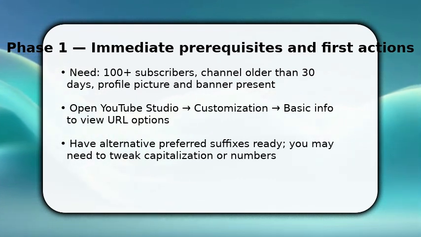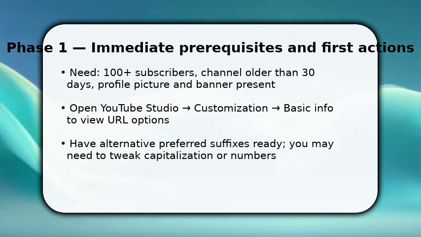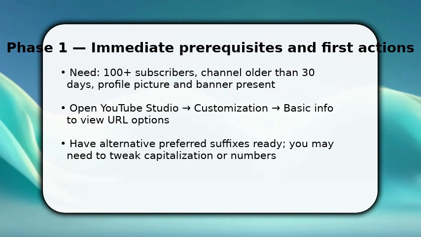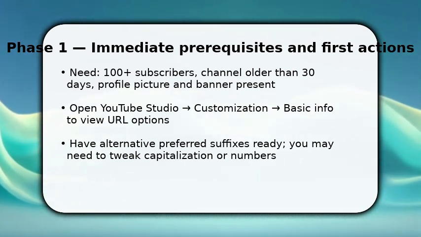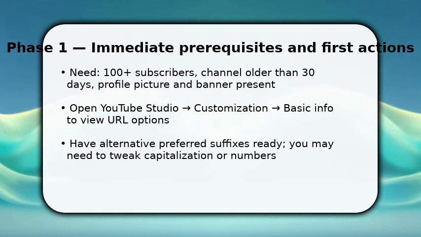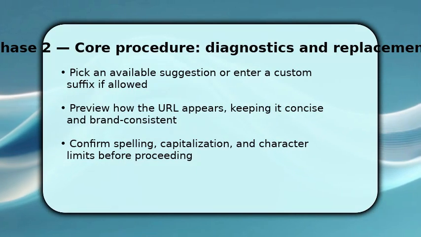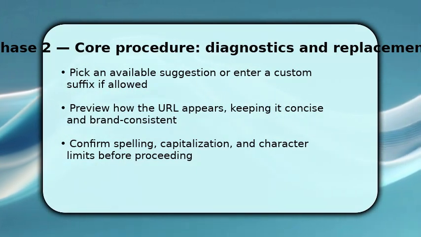Choose the closest available option now, make small adjustments, add a dash or number if your first choice is taken. This step begins the formal claim, so be decisive and keep alternatives ready while you continue to the next screen. Once a suggestion appears, evaluate each option for clarity and brand fit.